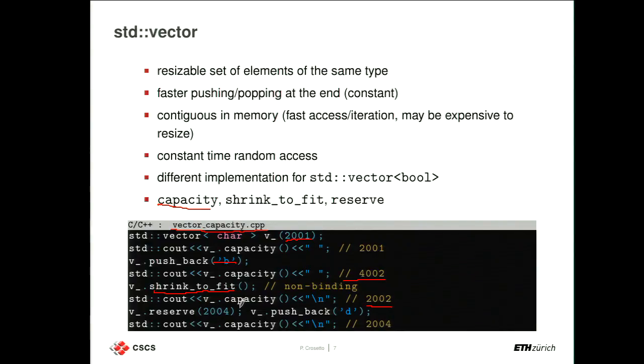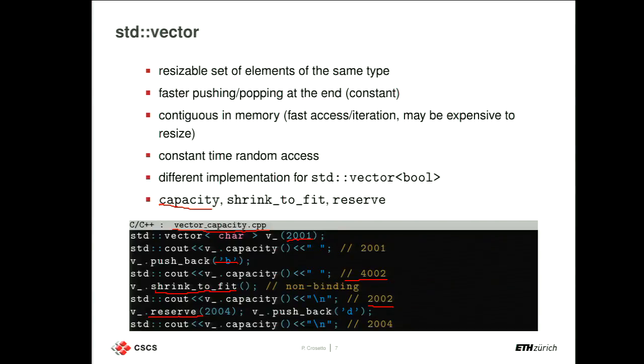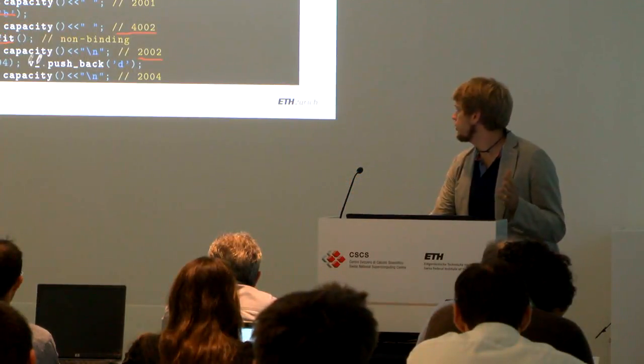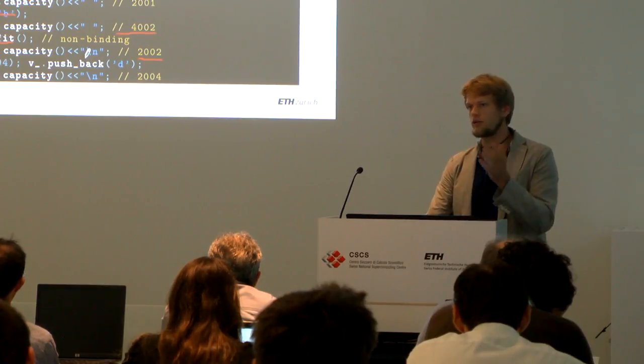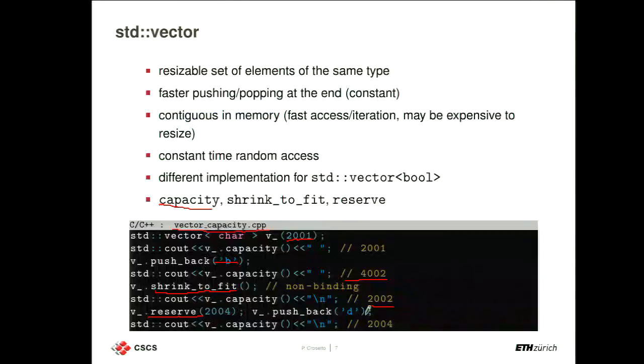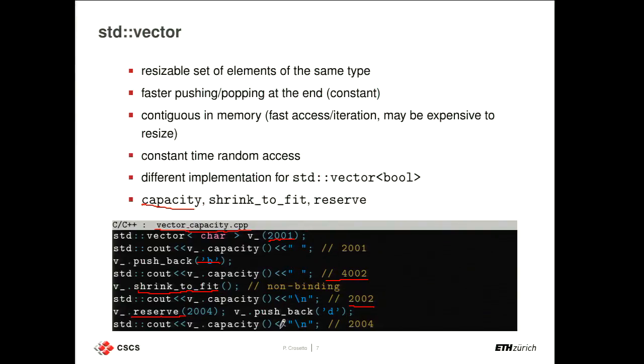Then what is very useful is reserve. Reserve can avoid the reallocation. If you know beforehand how big your vector will be, use reserve with this number of elements, and there won't be a reallocation. If you do reserve 2004 and then you push back 1, it doesn't allocate another buffer and copy everything. It just uses this buffer because it has some extra padding at the end.